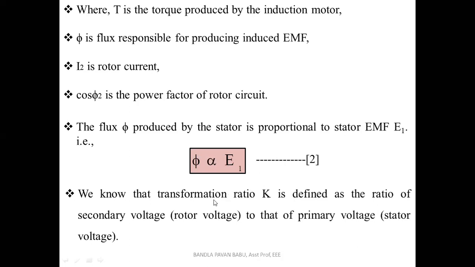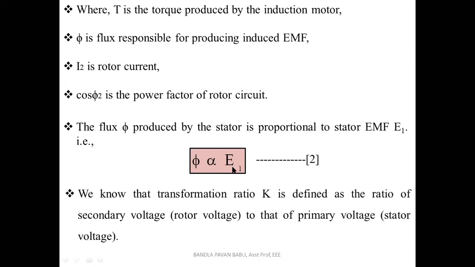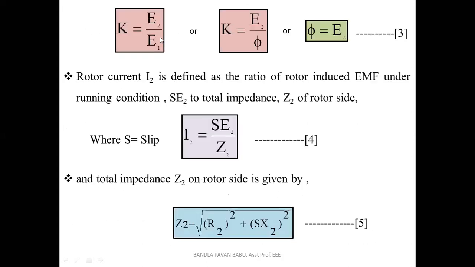We know that the transformation ratio K is defined as the ratio of secondary voltage to primary voltage. This equation we have earlier seen in the transformer part. Suppose K equals E2 by E1. Look at equation 2: phi is proportional to E1, and substituting that value here, we get K equal to E2 by phi, which means phi is equal to E2 if K is equal to 1. This is a constant.